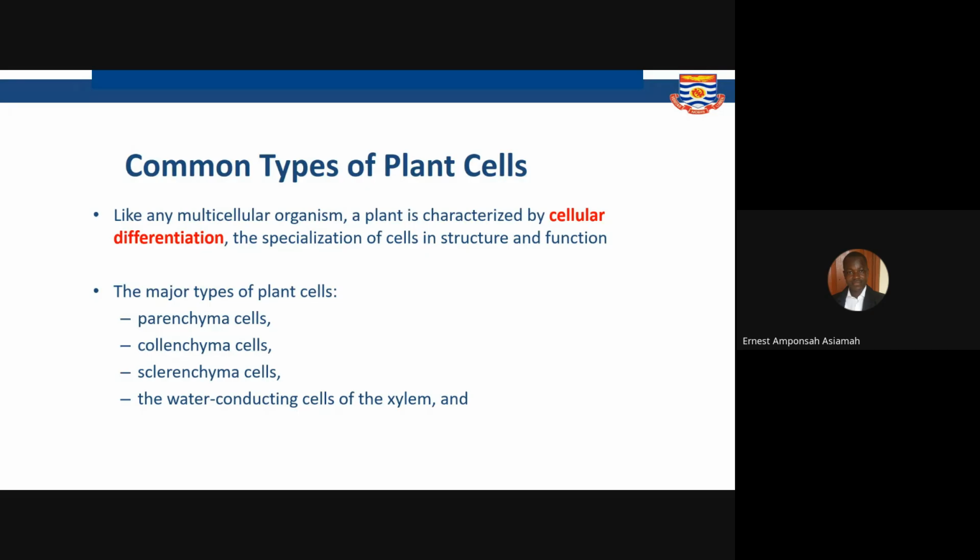Then we have the water conducting cells of the xylem and the sugar conducting cells of the phloem. So the phloem and the xylem are tissues, but they are made up of a number of cells. So the major cell types in the plant, let me mention them again: parenchyma cells, collenchyma, sclerenchyma. Then within the xylem tissue and the phloem tissue, we can talk about the water conducting cells and also the sugar conducting cells of the phloem.